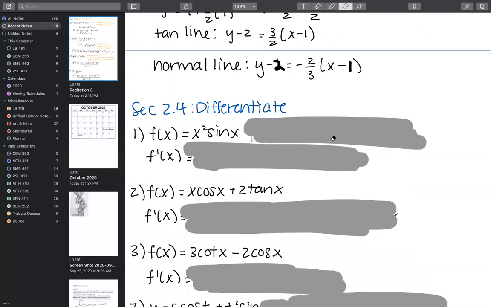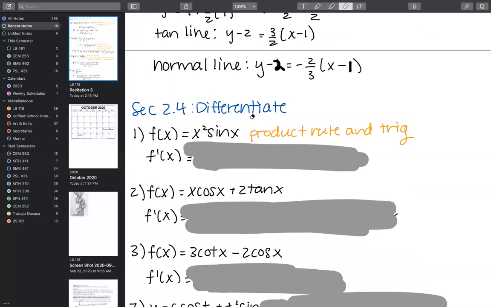So now we're getting into differentiation of trigonometric functions. And off the bat, I see two aspects of this function. I see the x squared, which is reminiscent of polynomials, which we've been working with. And then I see the sine x. So basically what that means is I have two functions that could stand alone being multiplied together. And so I'm going to have to use the product rule, but then also trig.